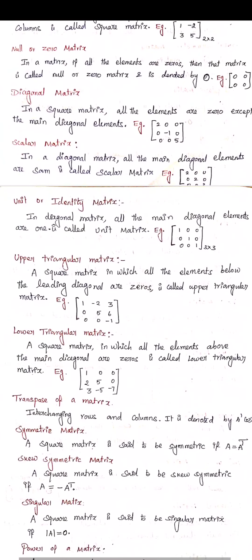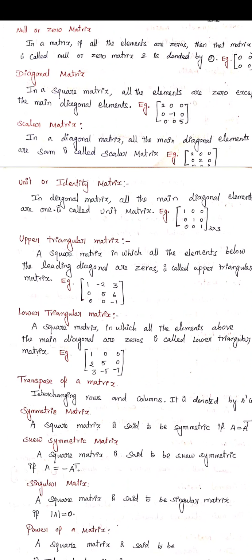Scalar matrix. A diagonal matrix is said to be a scalar matrix if its diagonal elements are the same. Next one is unit or identity matrix. In a diagonal matrix, if all the diagonal elements are 1, it is called the unit matrix or identity matrix. It is denoted by capital I.